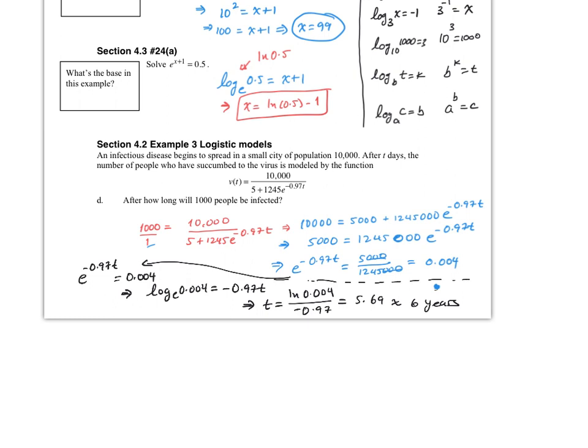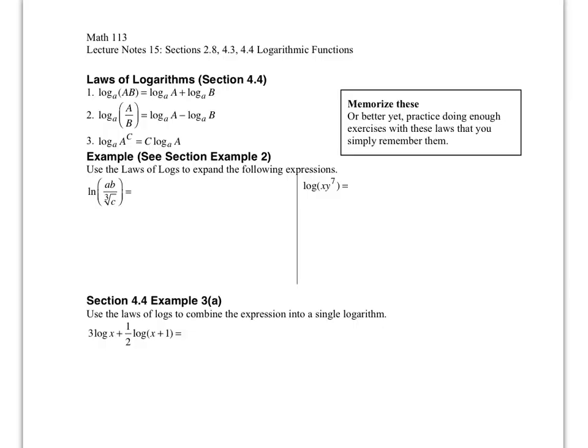Now, finally, there are three properties or three laws of logarithms that if you're going to be a STEM major, you have to memorize because you're going to use them over and over. The first one says that if you multiply two logs, then it becomes a sum, that the quotient becomes a subtraction, and that the exponent becomes a multiplication.